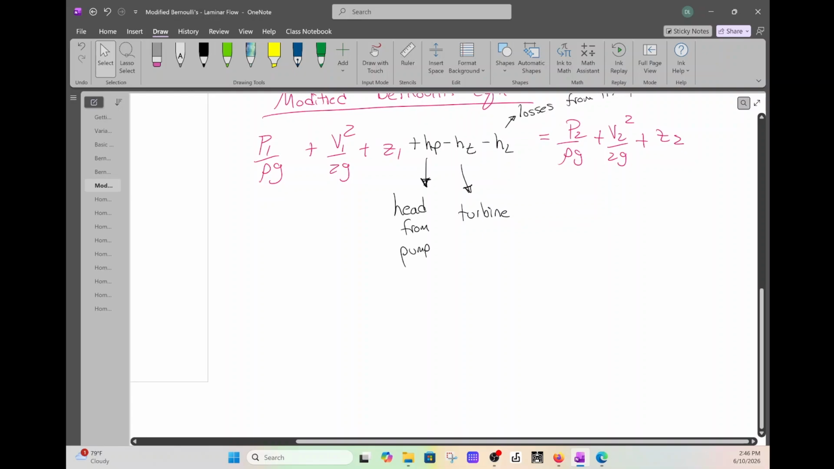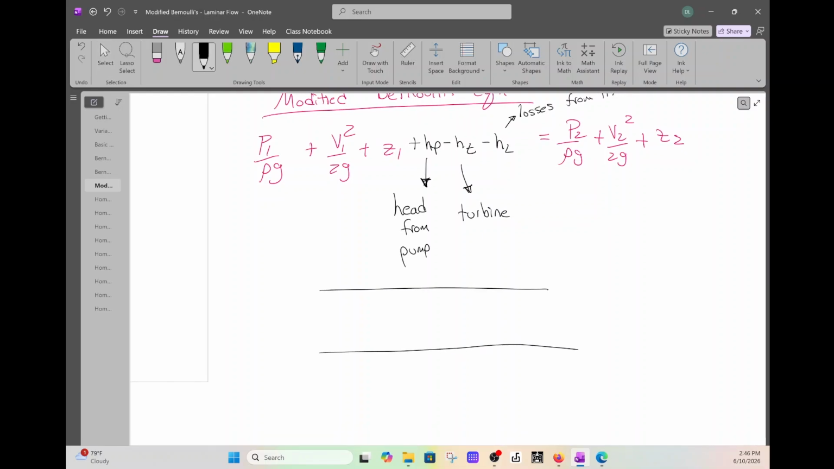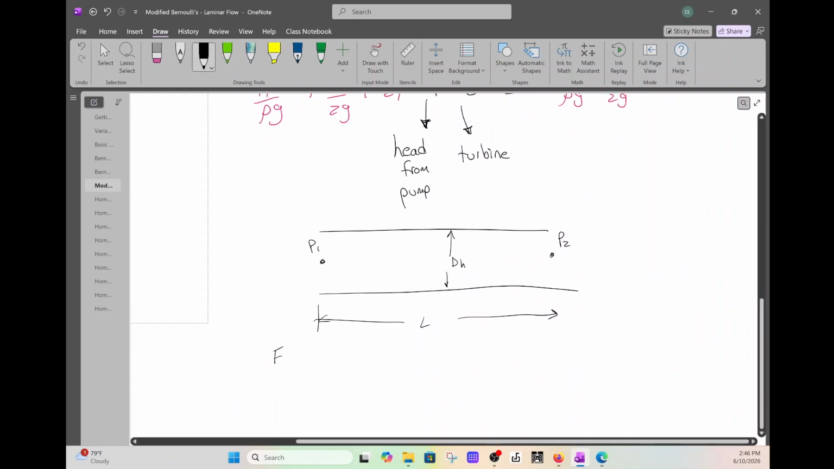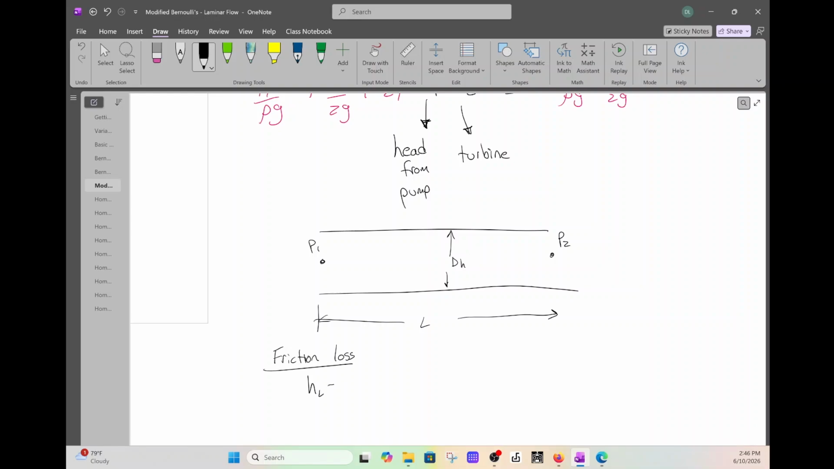Okay. So if you have a pipe, this is P1, this is P2, you have your hydraulic diameter, this is the length. The friction loss, HL, is given by this formula. F times L over DH times V squared over 2G.